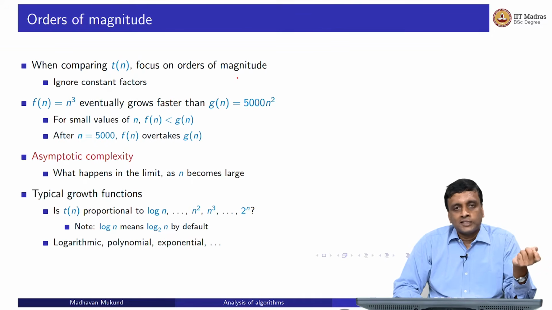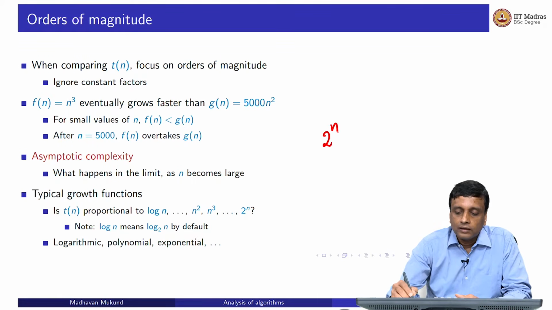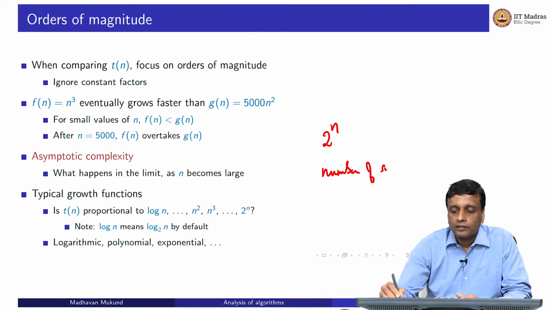Now we already saw examples of polynomials. We have seen n squared algorithms, these 2 nested loops. You can have 3 nested loops, you will get n cubed and so on. So these are all called polynomials. You could have exponential, something which takes 2 to the power n. So 2 to the power n is the number of subsets of n elements.